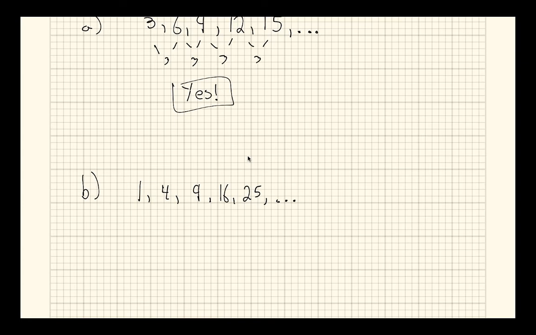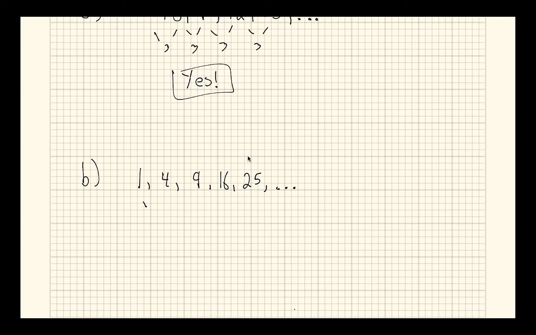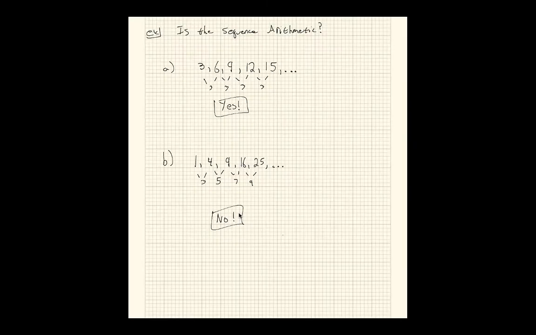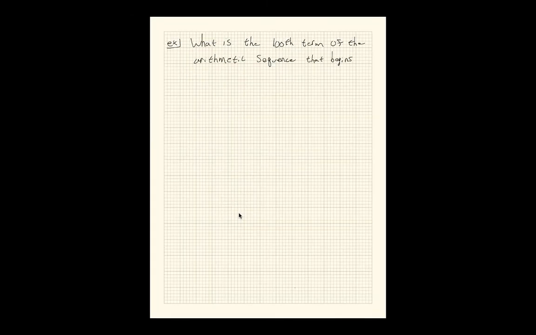But the second example, you can see the difference between 1 and 4 is 3. But then 4 and 9, that difference is 5. 9 and 16, that difference is 7. 16 and 25, that difference is 9. So you can see here we don't have a common difference between each term. So is this one arithmetic? We would say no, that one is not arithmetic. All right, let's continue on.